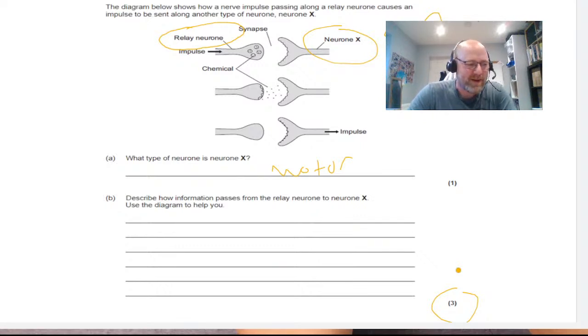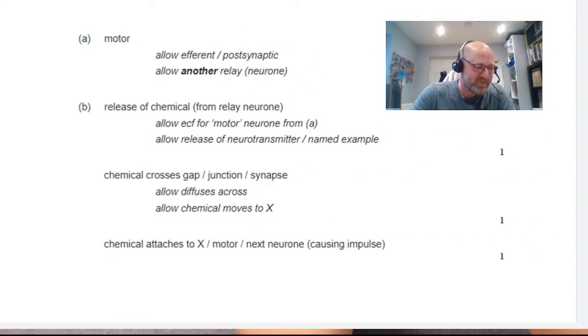Anyone? Yeah, chemical. I wouldn't say impulses. Chemical will get you a mark. You're right, chemical. And diffuse across the gap. I don't think they'll say connector receptors on the other side. Yeah, chemicals diffuse across the gap.